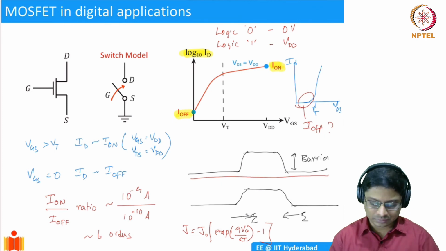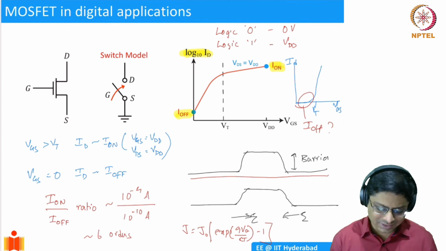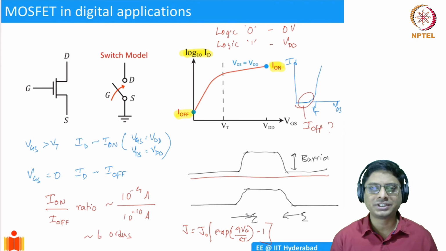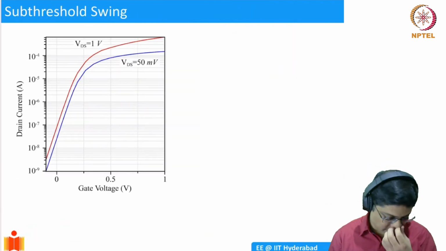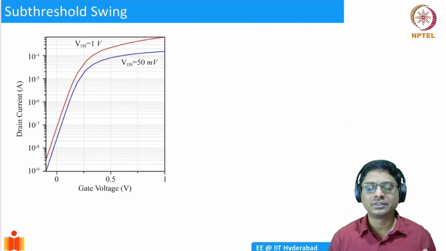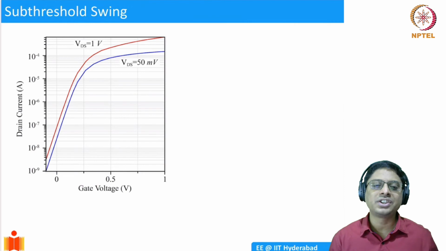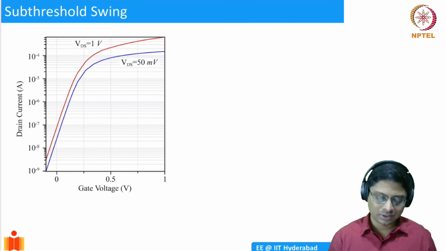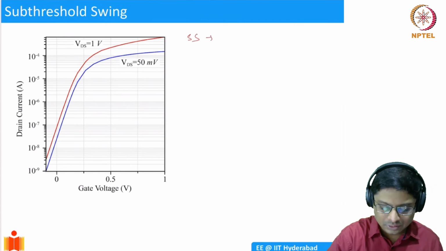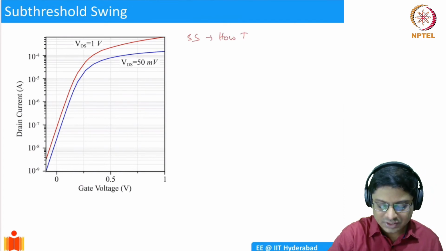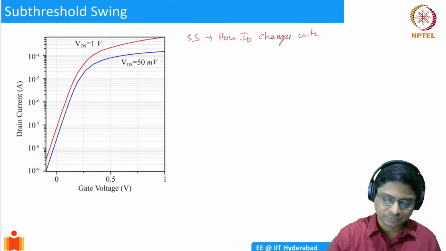Anyway, so this is the application of a MOSFET in the digital domain. It is so important that we define a parameter which we call the subthreshold swing, to capture how the drain current changes with gate voltage. So subthreshold swing, SS I'll call it. So how ID changes with, let's say, gate voltage.